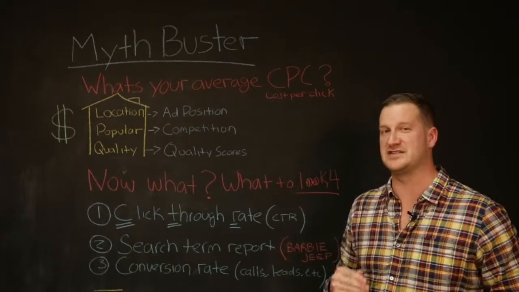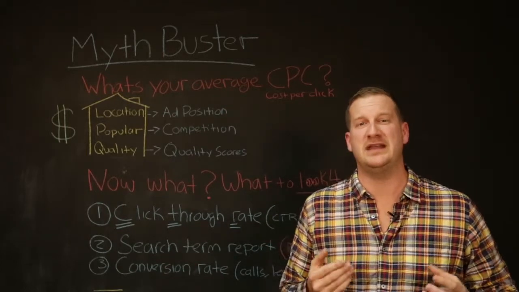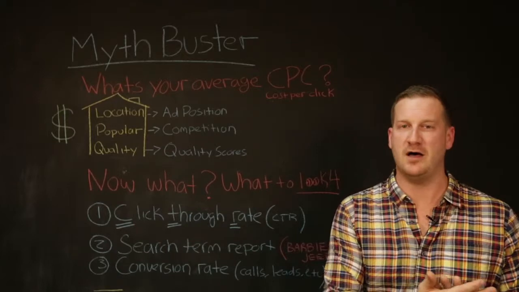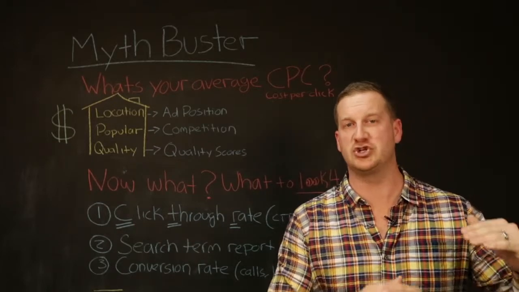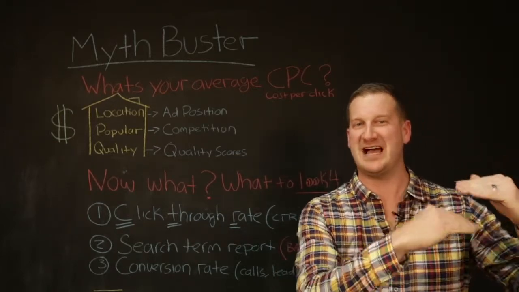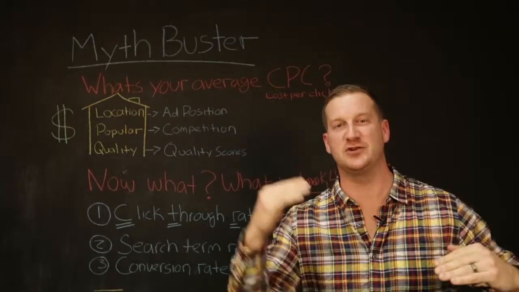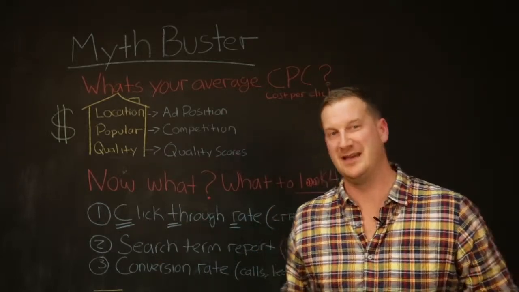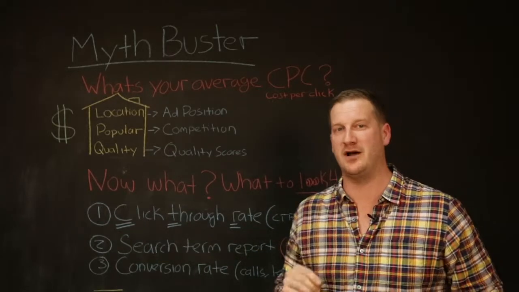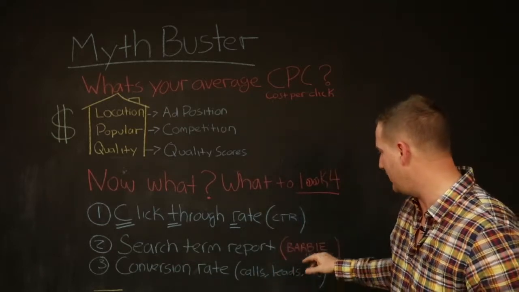Second is the search term report. Many of you may not even know this exists, but at the end of the month, you can actually get a report from Google to show you what consumers typed in Google search engines to get to your website through AdWords. So this is important because you want to avoid things like Barbie Jeep.